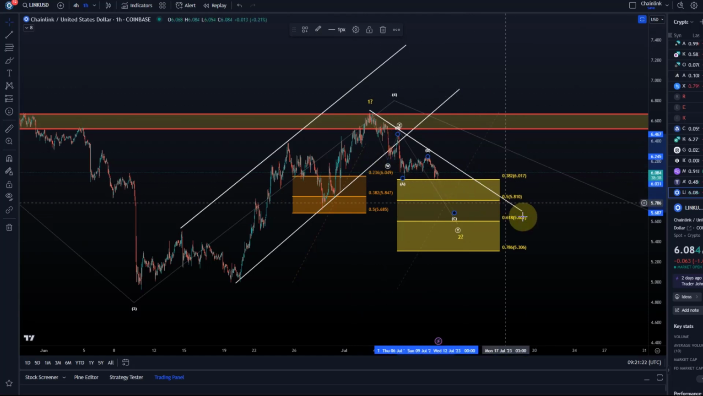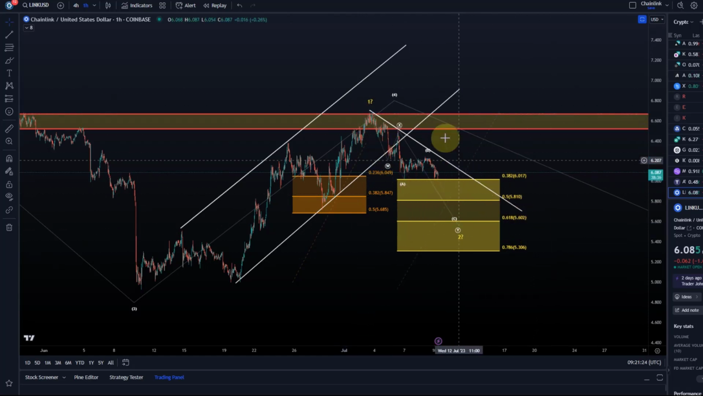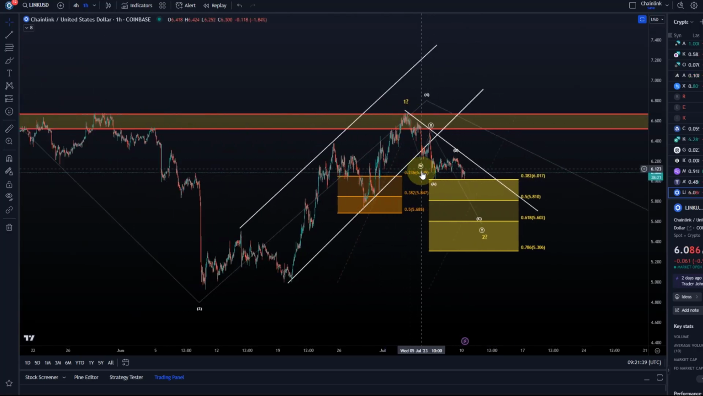Now, I have to admit, it is very difficult here to come up with a micro count that is high confidence, because this choppy structure, this overlapping price action, leaves a lot of room for interpretation. But at the moment, I consider this a WXY structure. Within the Y wave, we have an A, B, C.